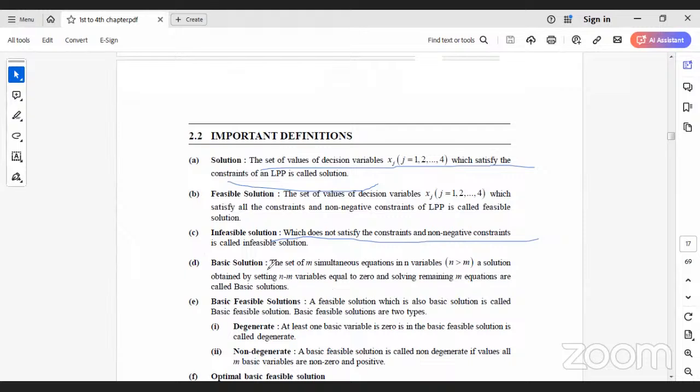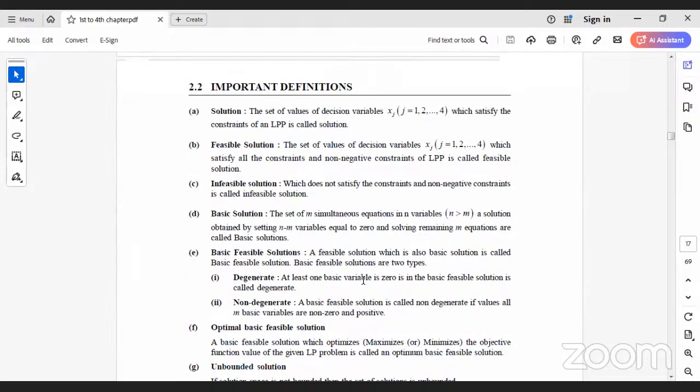Basic solution: given a set of m simultaneous equations in n variables, n greater than m, the solution obtained by setting n minus m variables equal to 0 and solving the remaining m equations is called a basic solution. Basic feasible solution: a feasible solution which is also a basic solution is called a basic feasible solution. These are of two types: degenerate and non-degenerate.